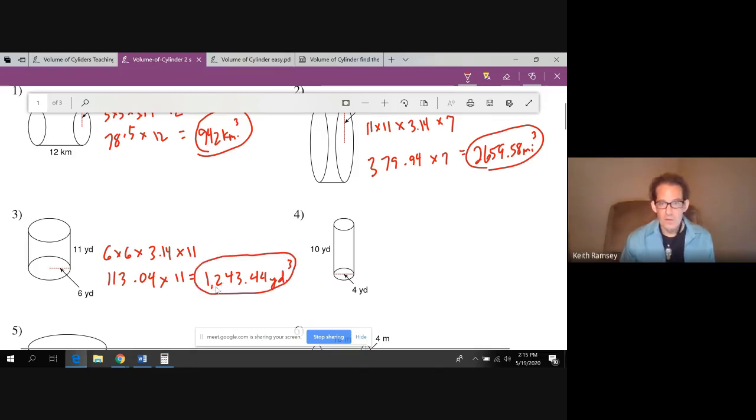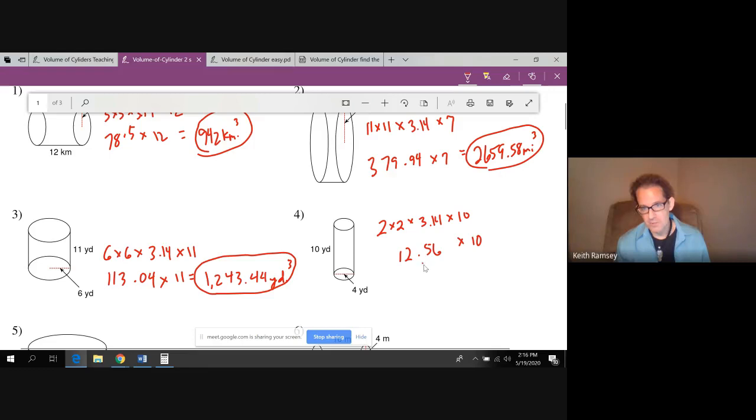Okay, now number 4, remember you want half of 4 because 4 is the diameter and our formula is the radius squared, which turns out to be 4 anyway. 2 times 2 times pi times 10. So I know 4 times pi is 12.56. And I'm multiplying by a power of 10. So I'm just going to move the decimal one step to the right. So this becomes 125.6 cubic yards.